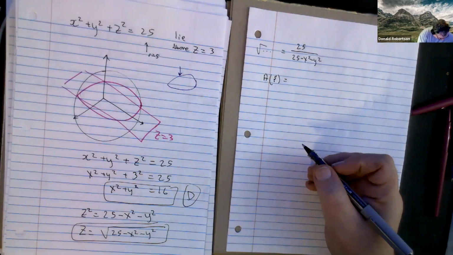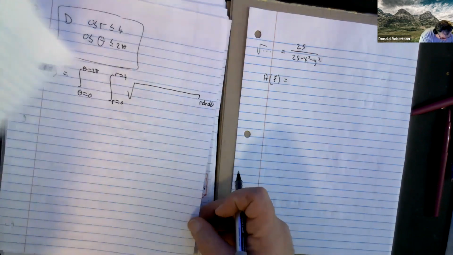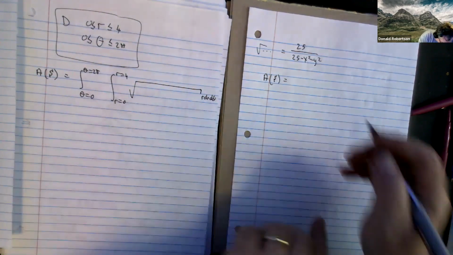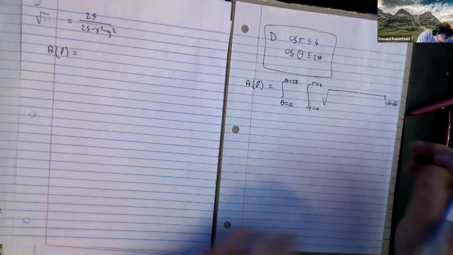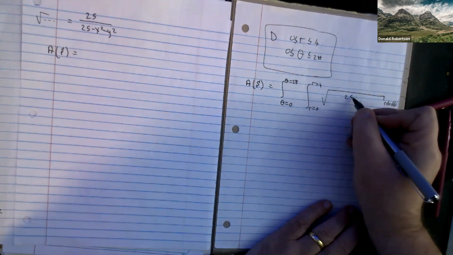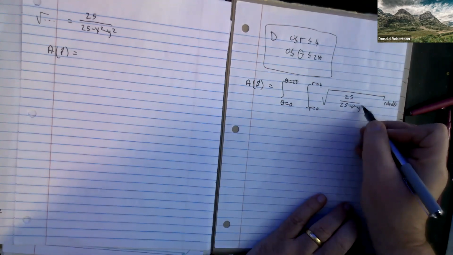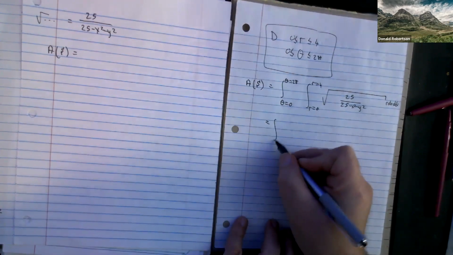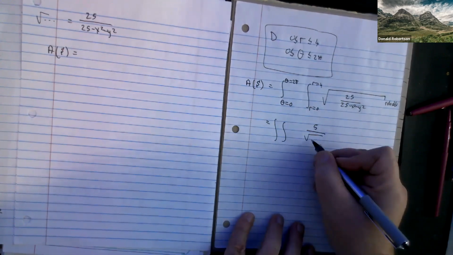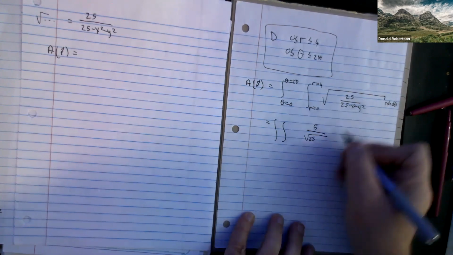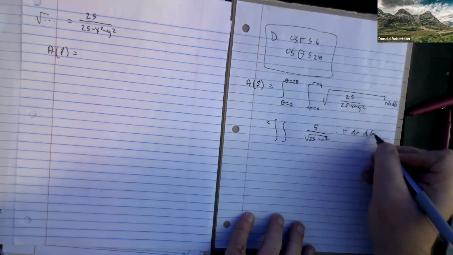It's going to be, where are you? Yeah. It's going to be, well, actually, since I've got this thing all set up, I'll use it. It's going to be 25 over 25 take away x squared, take away y squared, and this guy. That guy gets you 5. That guy gets you the square root of 25. Minus x squared minus y squared gets me that. Times r dr d theta.